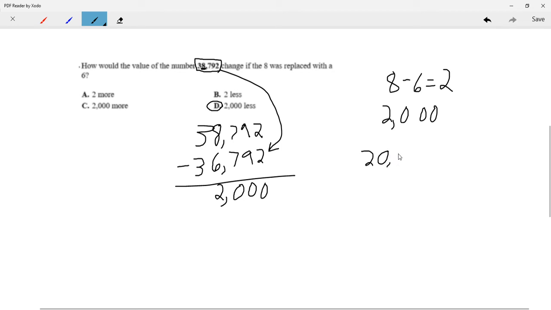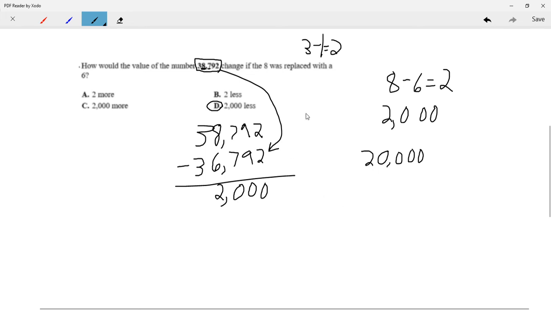Now if they said let's change the 3 to a 1, that would end up being 20,000, right? Because it's in the 10,000s place. The 3 is in the 10,000s place, and then 3 minus 1 is obviously 2, and since it's in the 10,000s place, it would be 20,000, right?